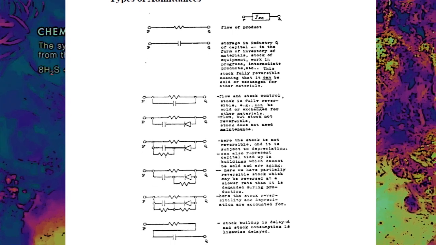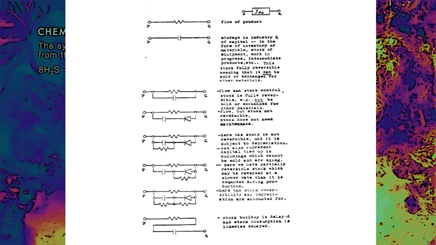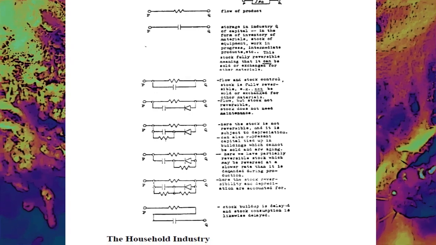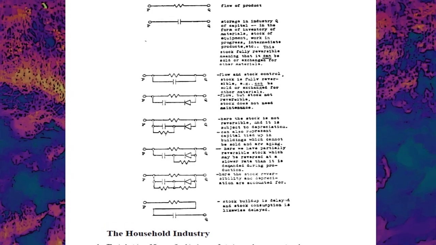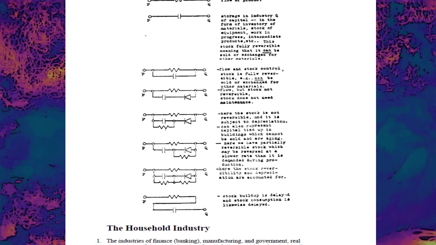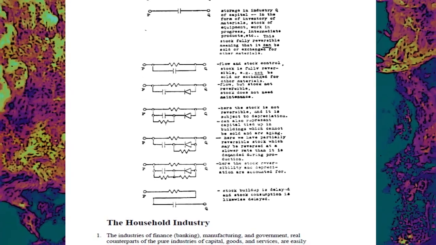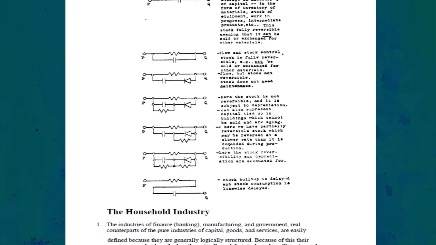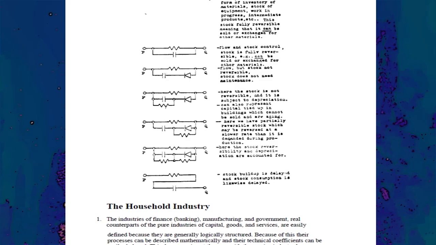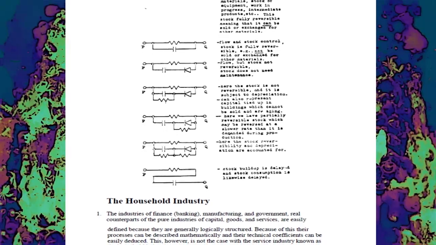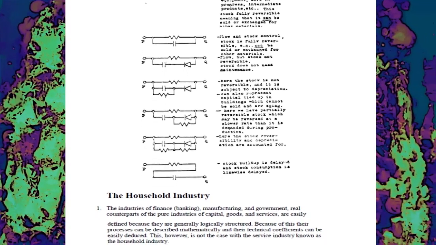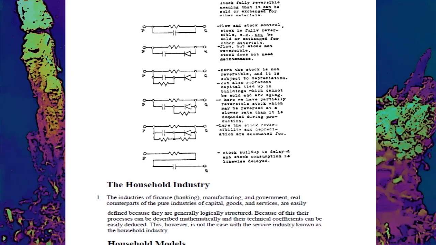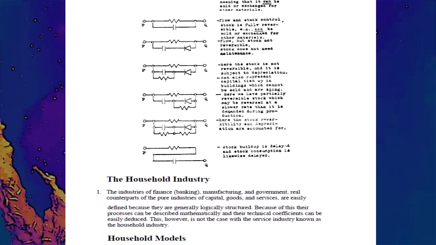Types of admittances. The household industry. 1. The industries of finance or banking, manufacturing, and government, real counterparts of the pure industries of capital, goods, and services, are easily defined because they are generally logically structured. Because of this, their processes can be described mathematically, and their technical coefficients can be easily deduced. This, however, is not the case with the service industry, known as the household industry.